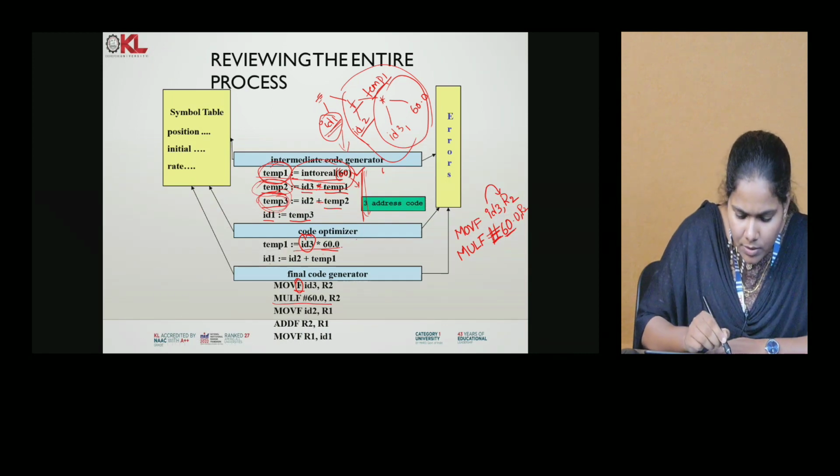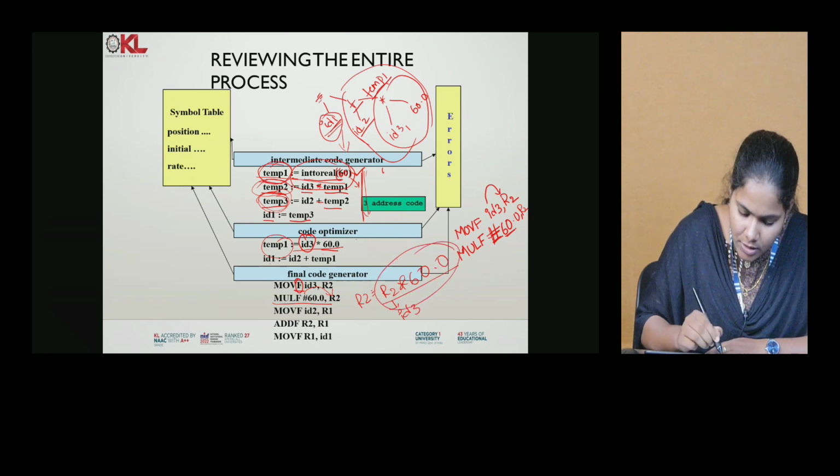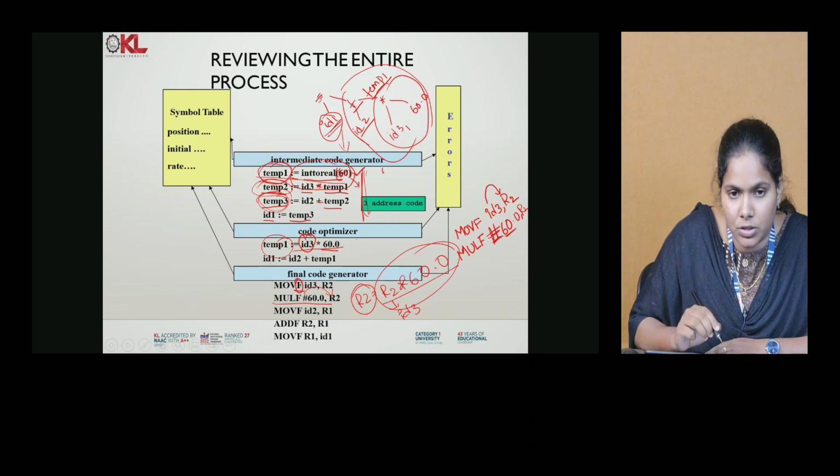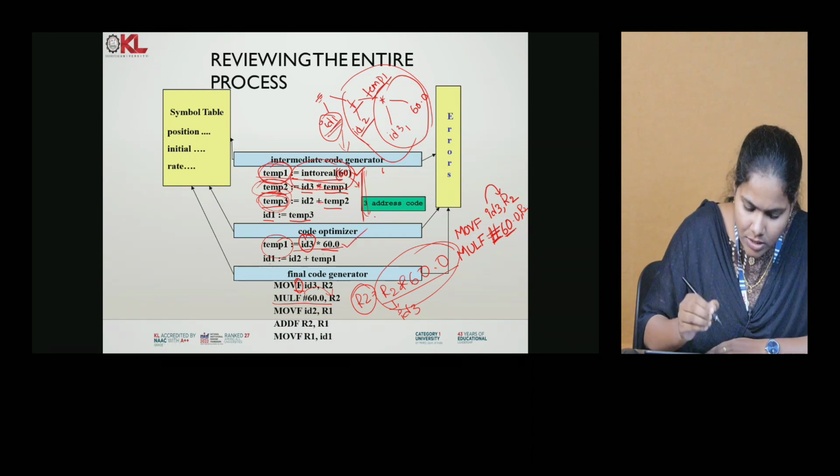Now up to here we have completed. So for the result, we don't need to take another variable. The result is automatically stored in r2. Now r2 equals r2 times 60. The r2 is nothing but id3 here. So the resultant is automatically stored in the r2 register, okay? And now this one is completed.